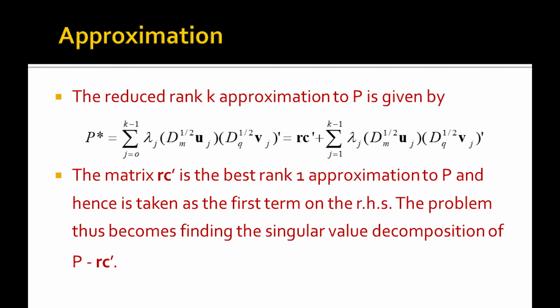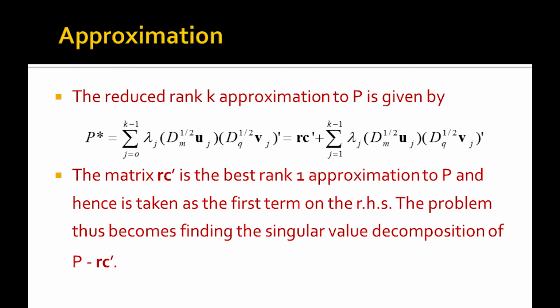What we then do is, we look at the reduced rank approximation to P, and this is given by just the first k terms of the expansion on the right hand side, provided of course the lambdas are ordered. So remember, we have ordered the lambdas, so lambda 1 is greater than lambda 2, greater than lambda 3, etc. Once the lambdas are ordered, we'll take the first k terms, and that would give us a very close approximation to P.